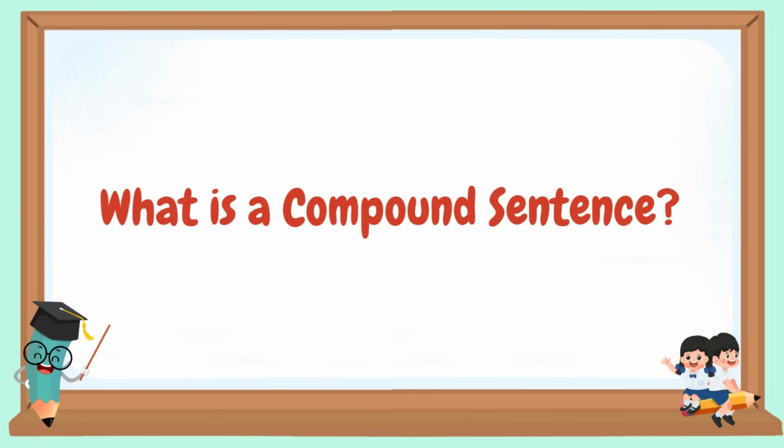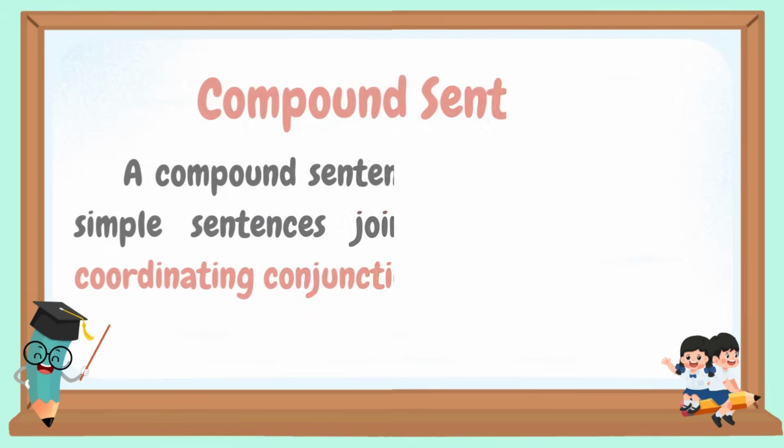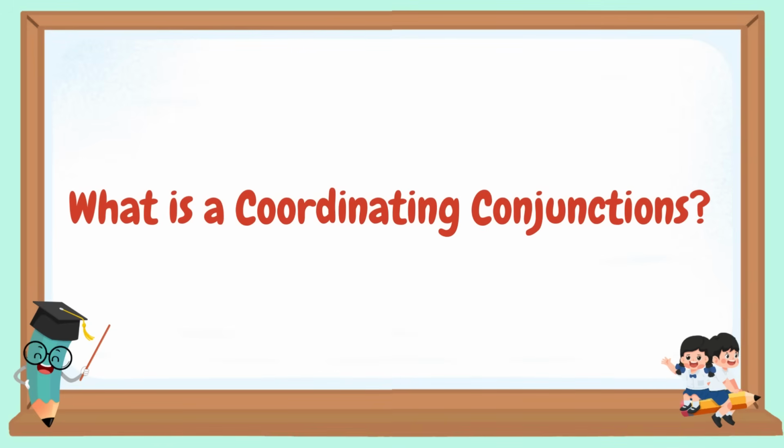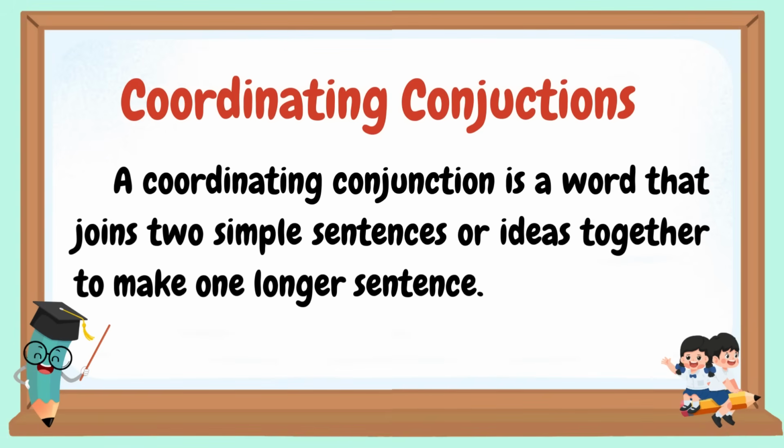What is a compound sentence? A compound sentence is made up of two simple sentences joined together by a coordinating conjunction. What is a coordinating conjunction? A coordinating conjunction is a word that joins two simple sentences or ideas together to make one longer sentence.